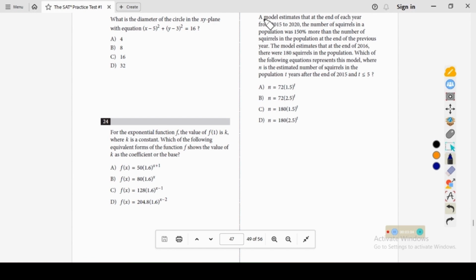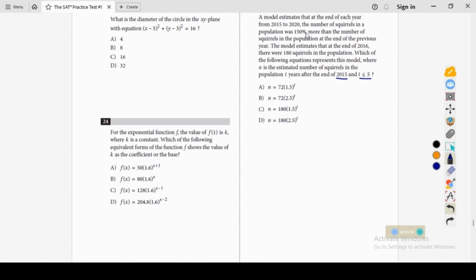In this question, a model estimates that at the end of each year from 2015 to 2020, the number of squirrels in a population was 150% more than the number of squirrels in the population at the end of the previous year. The model estimates that at the end of 2016, there were 180 squirrels in the population. Which of the following equations represents this model, where n is the estimated number of squirrels in the population t years after the end of 2015, where t is less than or equal to 5.